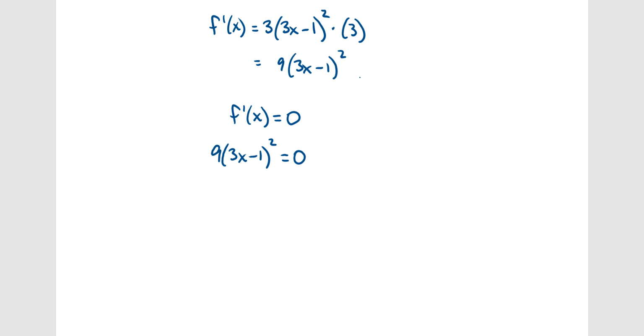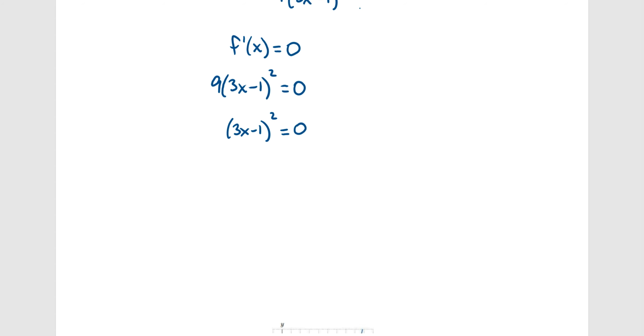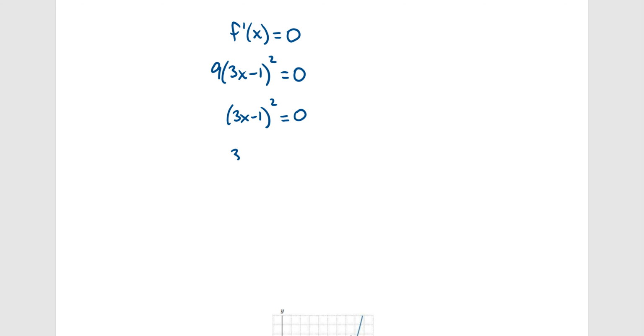And we can divide both sides by 9. 0 divided by 9 is 0. So we're left with 3x minus 1 squared equals 0. Square root both sides. The square root of 0 is 0. Add 1 to both sides. We get 3x equals 1. Divide both sides by 3. We get x equals 1/3.